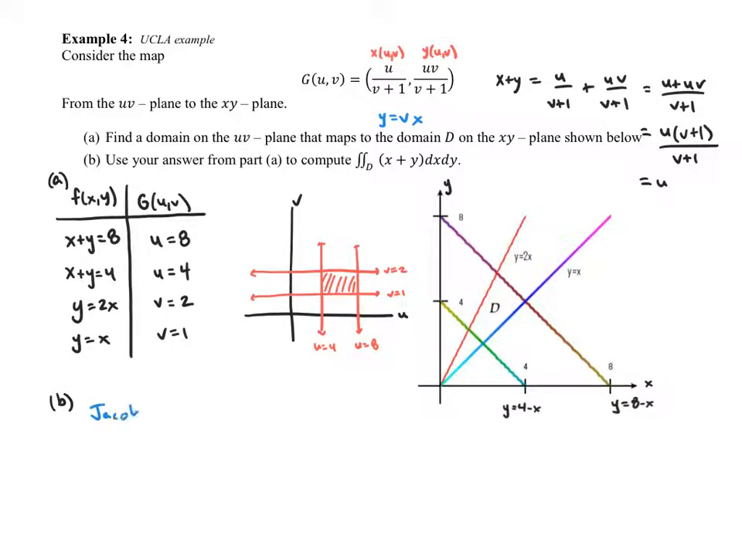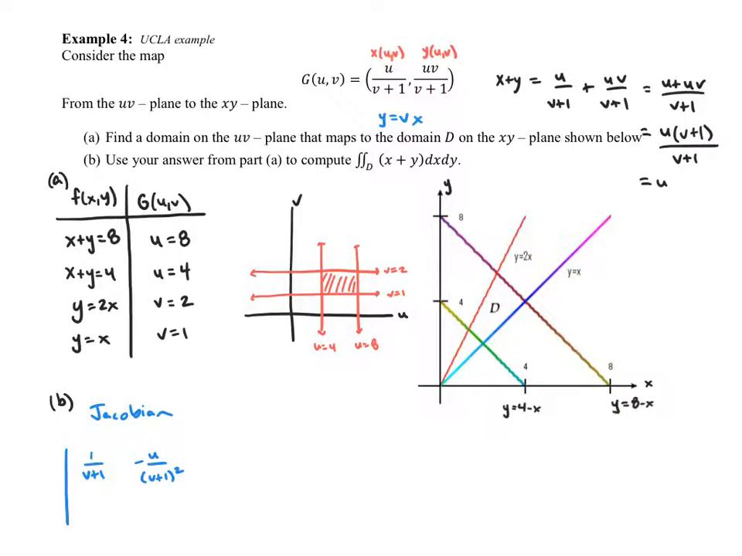In the past problems, it's been a number. In fact, I think both of them were the same. In this case, we have the partial derivative of x with respect to u is 1 over v plus 1. The partial of x with respect to v is negative u over the quantity v plus 1 squared. So that's going to be the power rule.